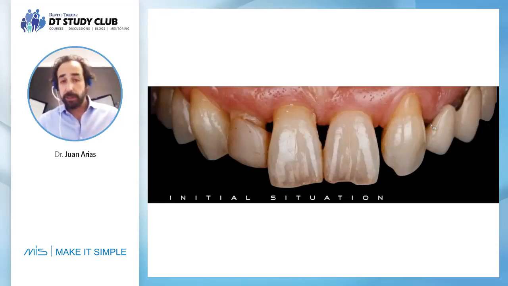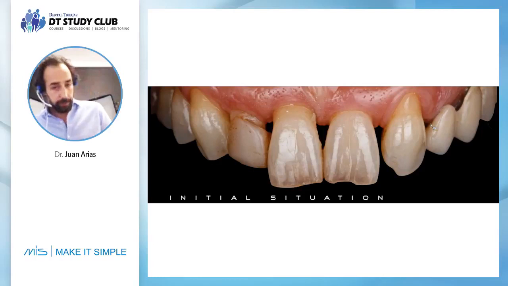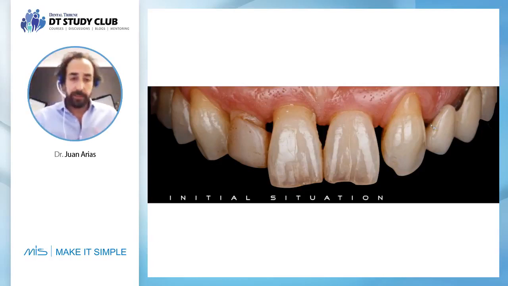We've got this situation, and it's important to understand that aesthetics is subjective. What does that mean? It means that if this patient comes to my office, as it happened, and she says, okay, I've got this situation, and I know I've got a problem in the 11 here, and I've got a problem there, but I don't want to change everything. I don't want to place veneers everywhere. I don't want to change this. I just want to solve the problem here and make a better solution for this aesthetic situation.